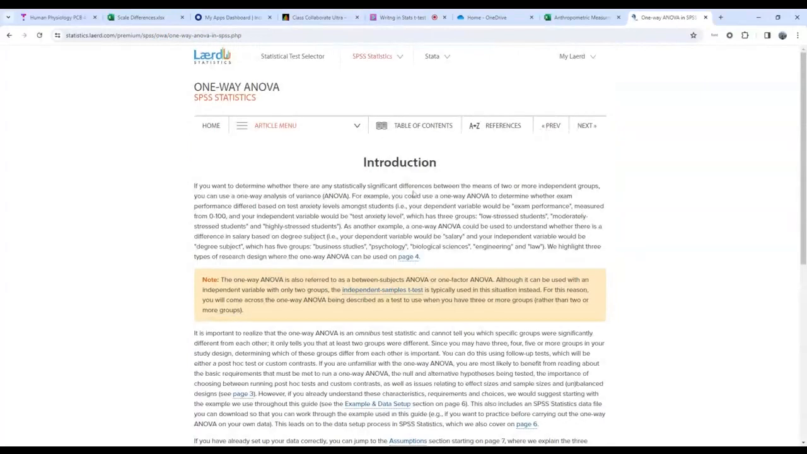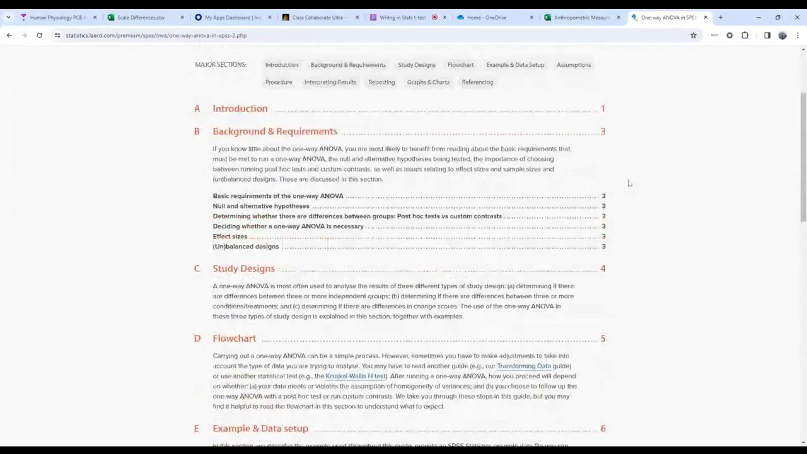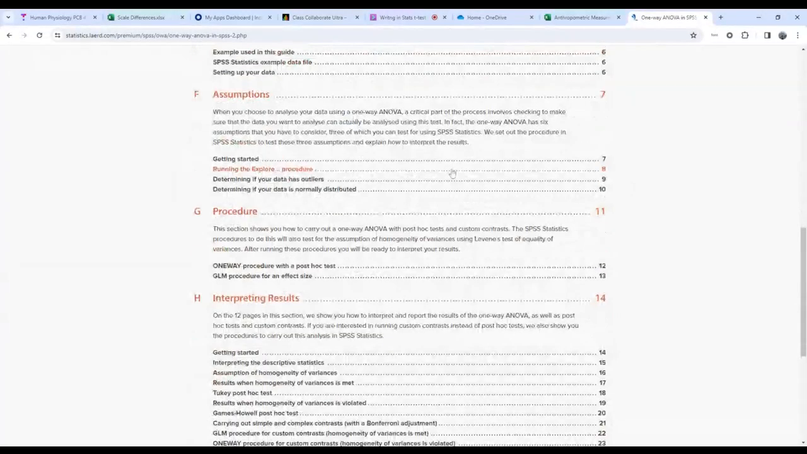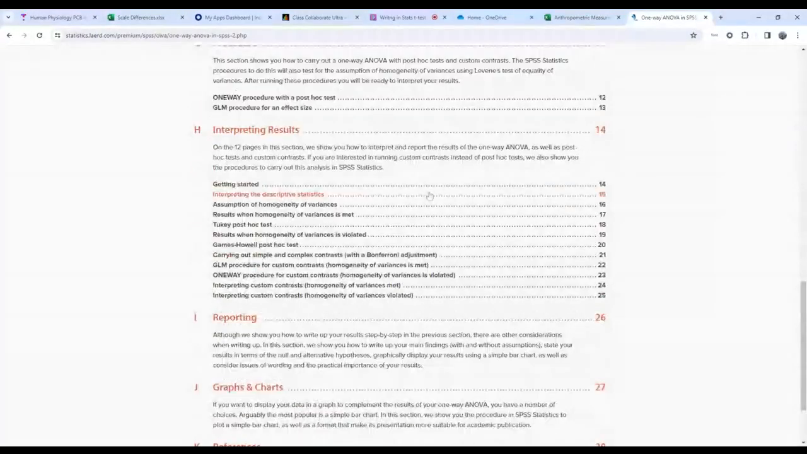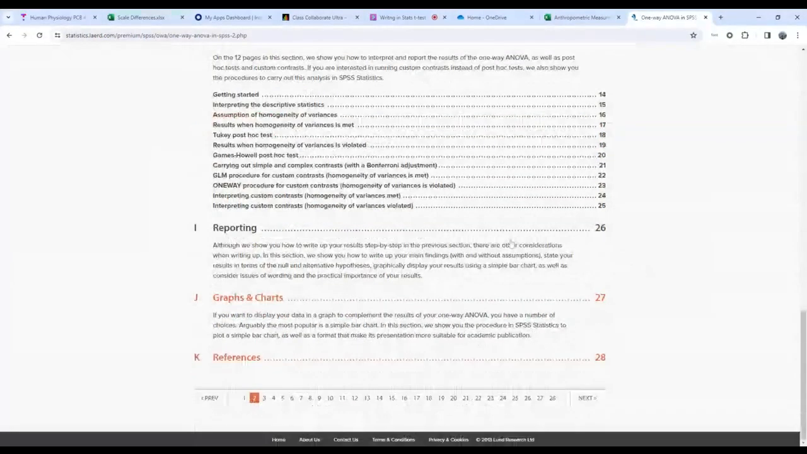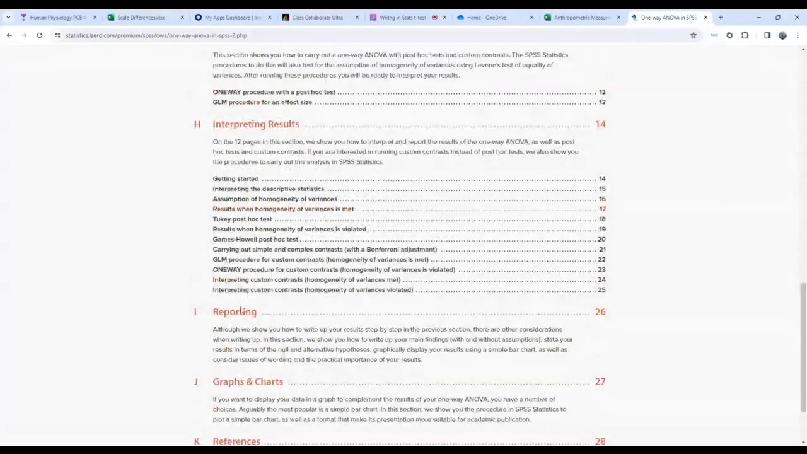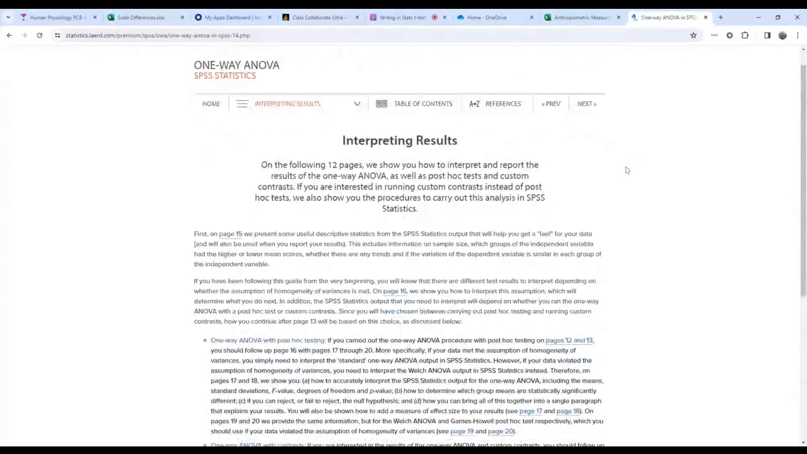Okay, same thing, introduction, here's table of contents. You know, ANOVA is a little more complicated, so it's got a little more stuff: assumptions, again, how to set up the data, procedure, interpreting the results. You can see there's a lot of stuff to it. Reporting, so let's just go to, let's run through interpreting results. There's a lot of stuff, I'm going to ignore most of it.